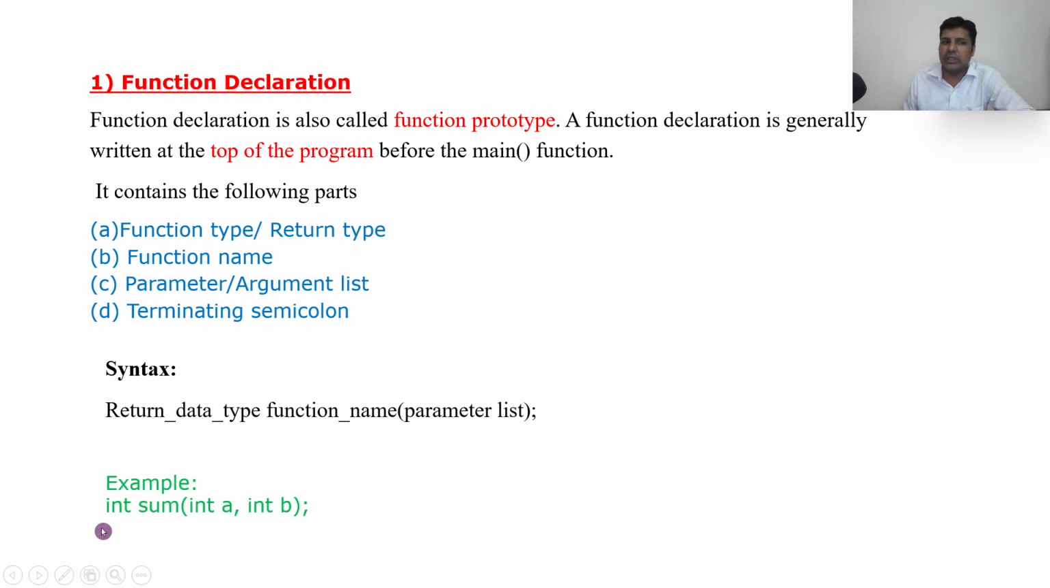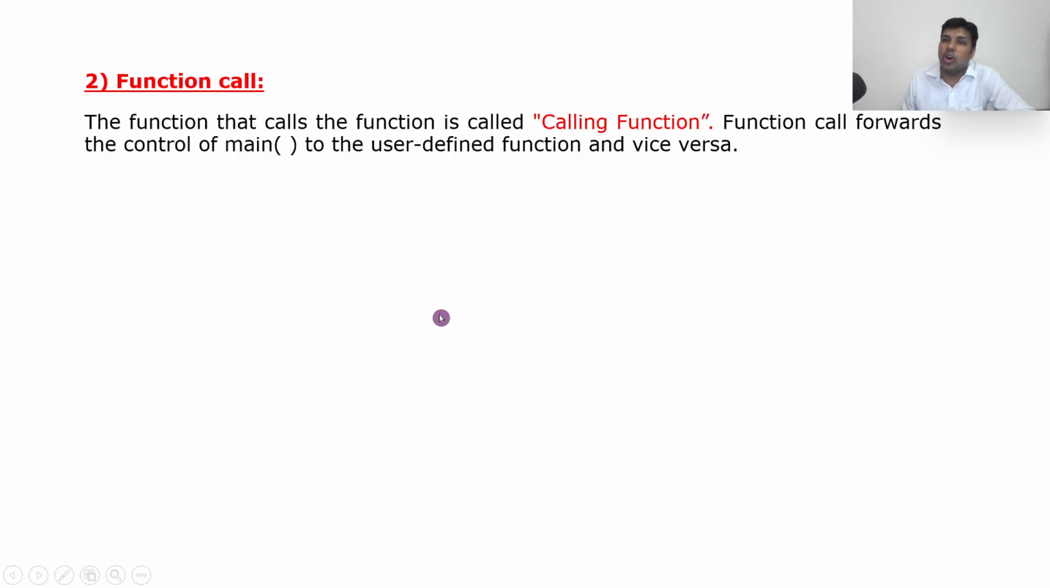So for example, int sum(int a, int b); here int is the return data type, sum is the function name, int a, int b are the parameter list, and then a semicolon. So this is the first part, which is function declaration. The second part is function call.